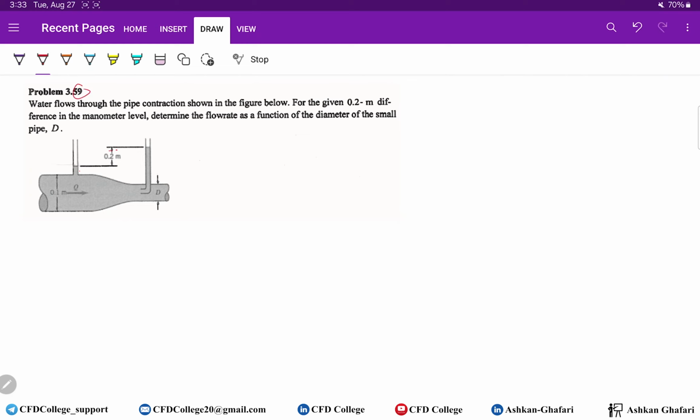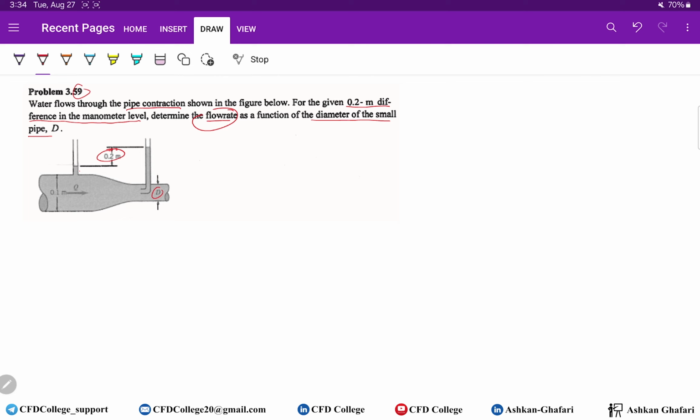Here we have a pipe contraction. For a given 0.2 meter difference in the manometer level, determine the flow rate as a function of diameter of the small pipe. So here we have a manometer. The difference is 0.2. D is the diameter of the small pipe, and we want to find the flow rate as a function of this diameter.